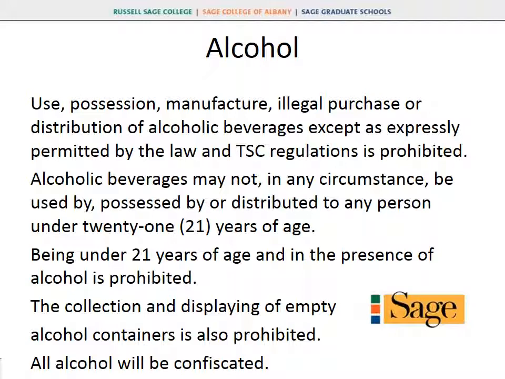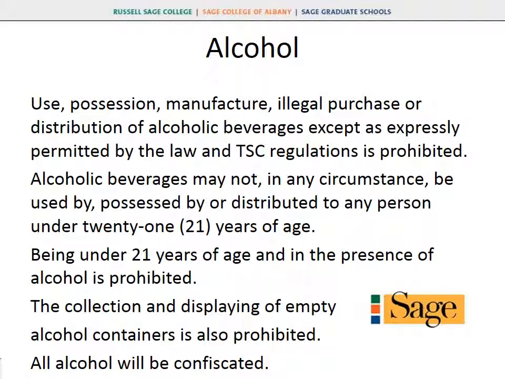Alcohol. Use, possession, manufacture, illegal purchase, or distribution of alcoholic beverages, except as expressly permitted by law and the Sage College's regulations, is prohibited. Alcoholic beverages may not, in any circumstance, be used by, possessed by, or distributed to any person under 21 years of age. Being under 21 years of age and in the presence of alcohol is prohibited. The collection of and displaying of empty alcohol containers is also prohibited. All alcohol will be confiscated.